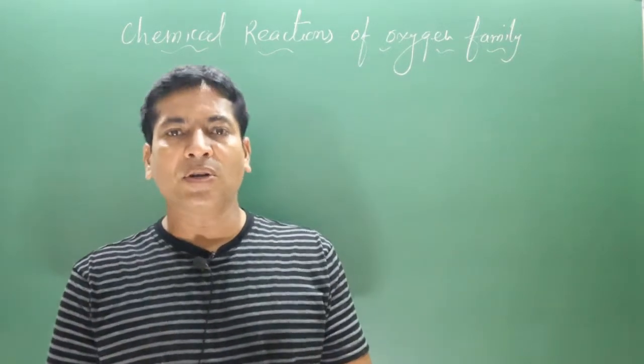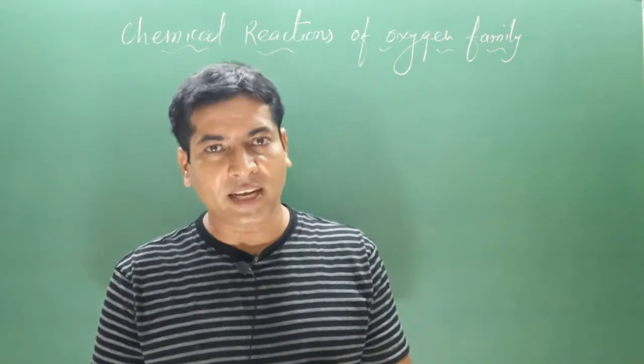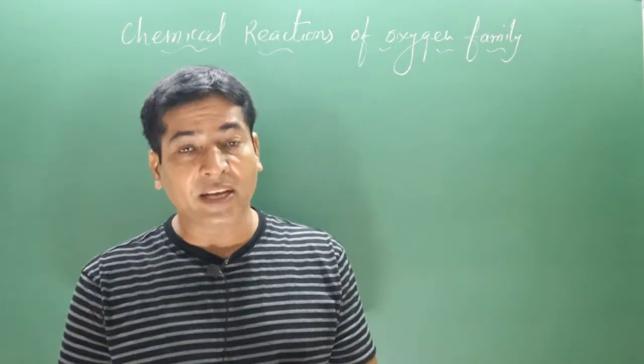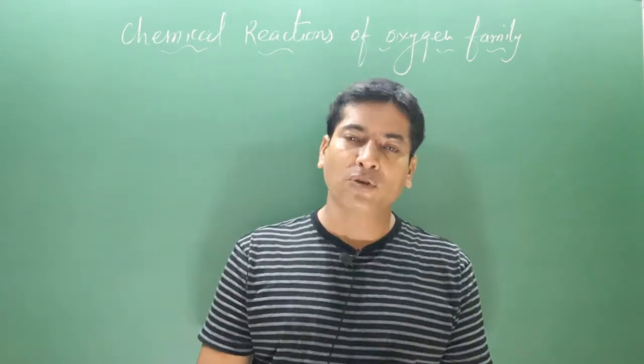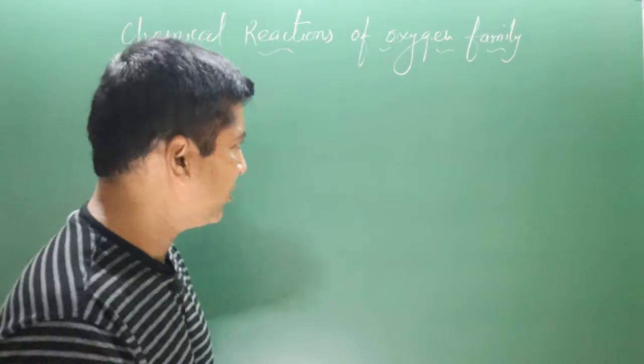Now we will discuss the chemical reactions of the oxygen family. The first chemical reaction is with hydrogen gas. All the elements present in the oxygen family react with hydrogen gas to form the corresponding hydride. Let me write it on the board.